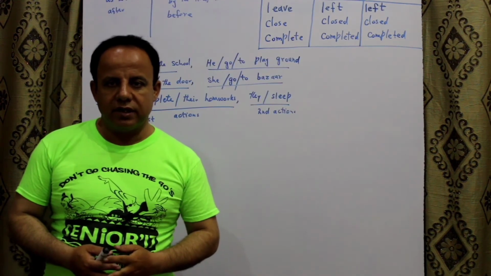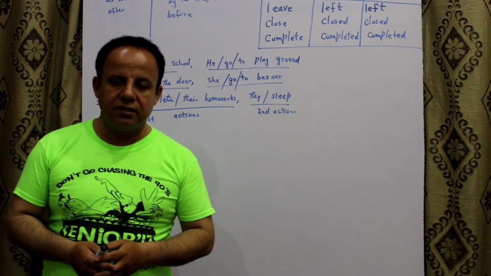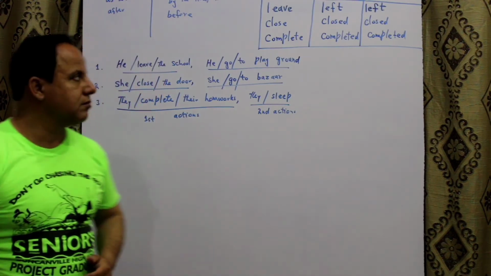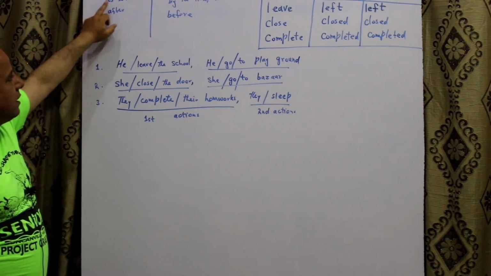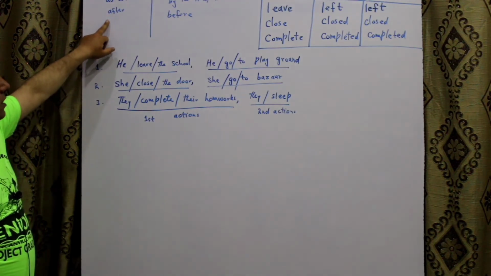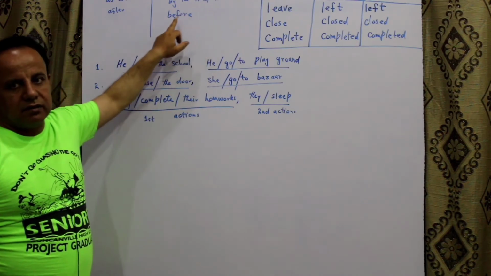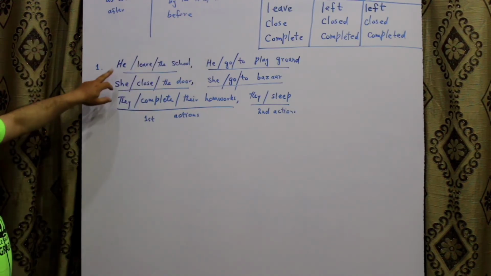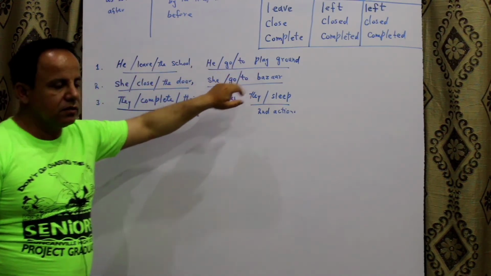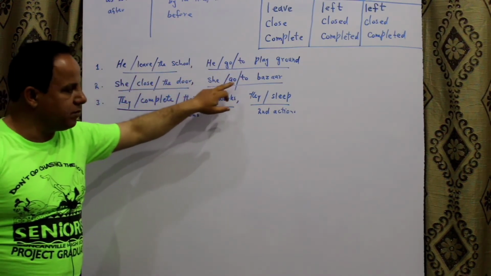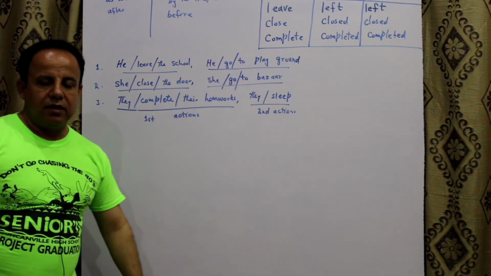Well, now let's have an exercise to understand the past perfect tense and the past indefinite tense together. You can find here time markers. With the first action we use as soon as, or we can use after. With the second action we can use by the time, when, or before. For example: he leave the school, he go to playground; she close the door, she go to bazaar; they complete their homeworks, they sleep. Now these are the examples.